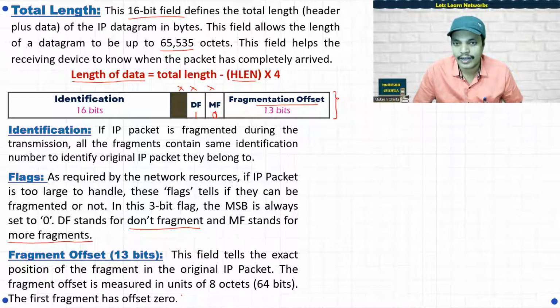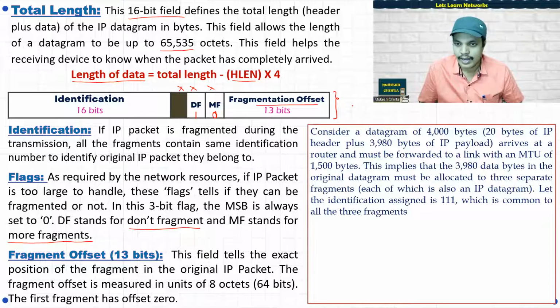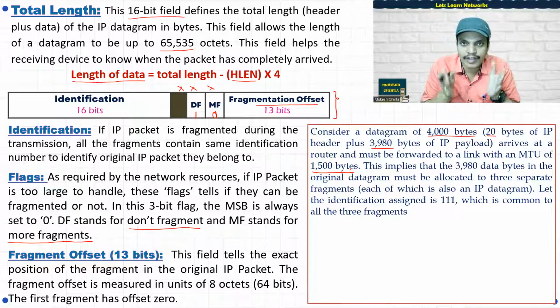So to understand this better, let me take a small example. Then we can have a clear understanding. Consider a datagram of 4000 bytes, which has 20 bytes of IP header and 3980 bytes of IP payload. But unfortunately, the link MTU is only 1500 bytes. I cannot send more than that. Out of these 1500 bytes, you have to have the 20 bytes of header, isn't it? It's mandatory. So what you have to do is break up your 3980 bytes of data into pieces.